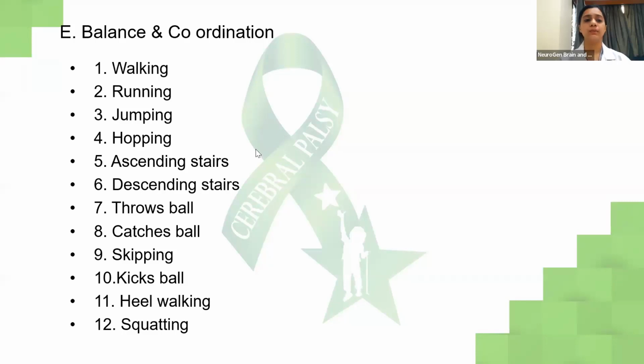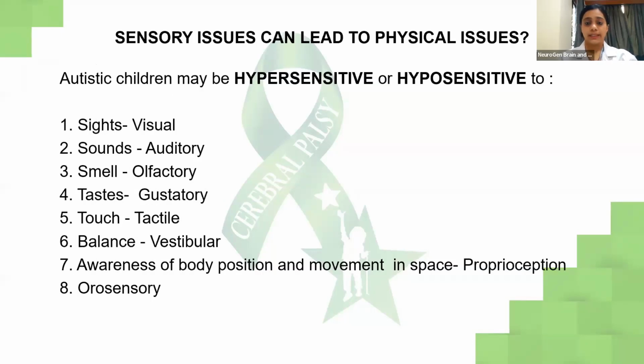Check if the child is able to walk, run, jump, hop, ascend and descend the stairs independently, catch and throw a ball, skip, kick a ball, or heel walk and squat. These are the motor skills which will tell you how is the balance and the coordination of that child.